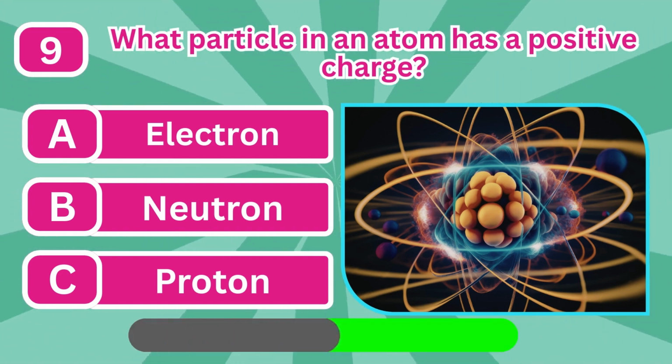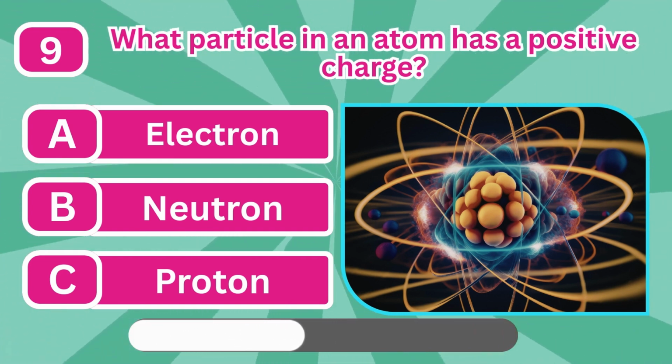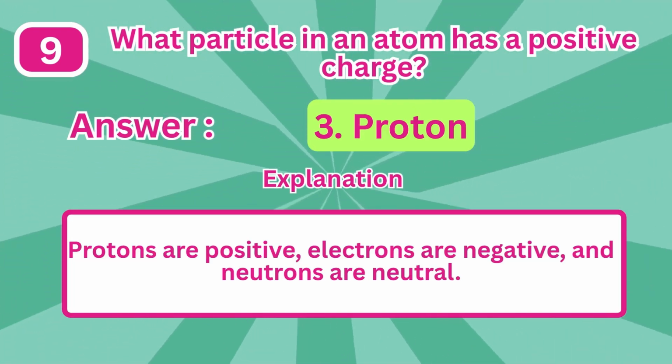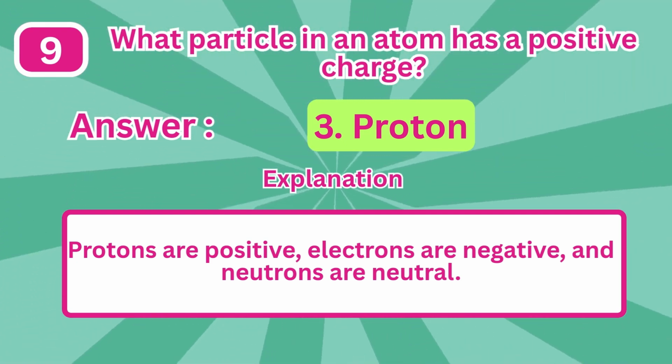What particle in an atom has a positive charge? Three. Proton. Protons are positive, electrons are negative, and neutrons are neutral.